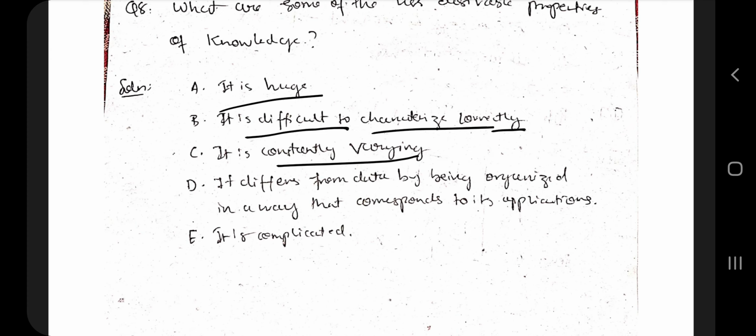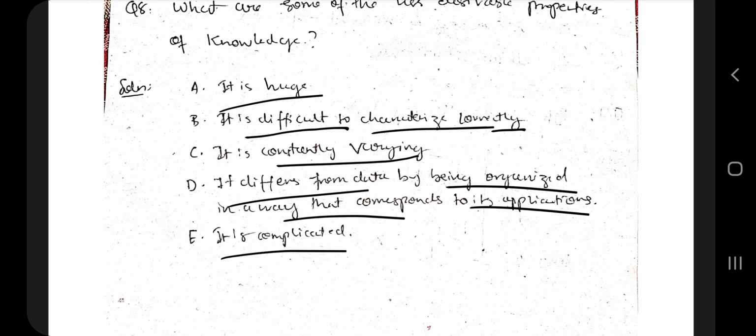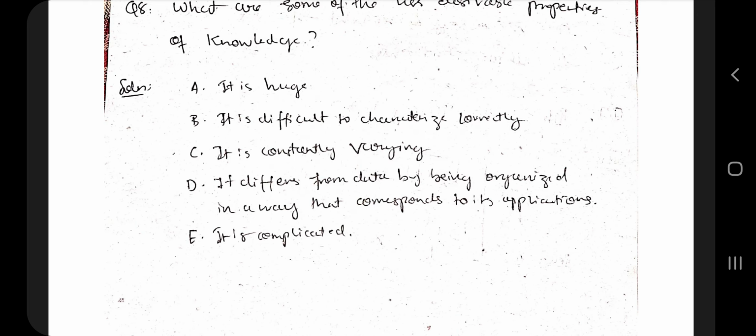That is the third one, and the fourth one is that it differs from the data being organized in a way that corresponds to its application. The fifth one, it is complicated. So these are the five disadvantages. Revising: it is huge, and it has many features which we cannot characterize correctly, and it constantly varies in the real world, and it is not organized in a proper format. All the data is organized in a different format, which makes it difficult to synchronize between them, and finally it's complicated.